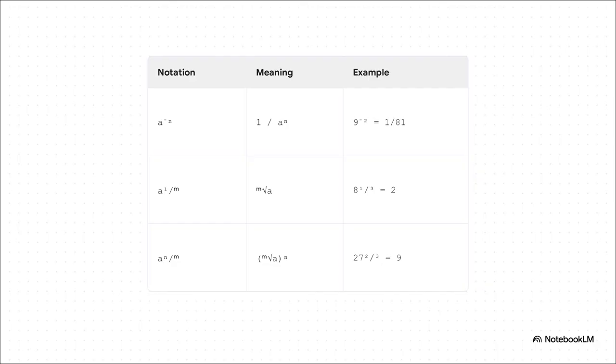Let's just walk through this table. Look at that first row. A negative power doesn't mean a negative number. No way. It's an instruction to flip the term, to take its reciprocal. So a to the power of −n just becomes 1 over a to the power of n.